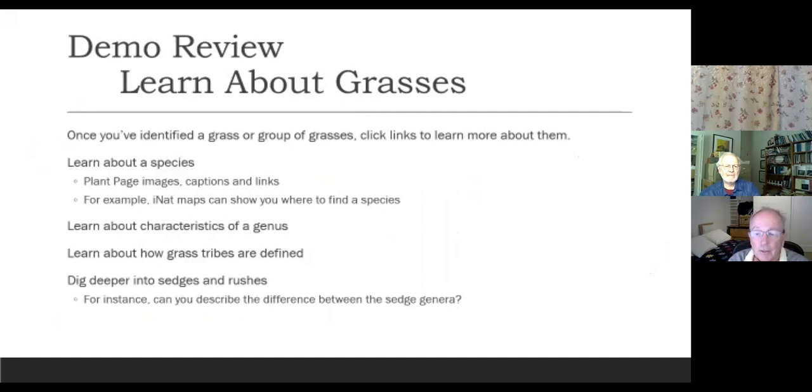I've been actively learning about grasses for the last half year and have written quite a few illustrated articles to help me and you learn about them. I've shown you articles on grass parts, sedges, rushes, grass genera, and tribes. I've also given you links to good sources for more reading.